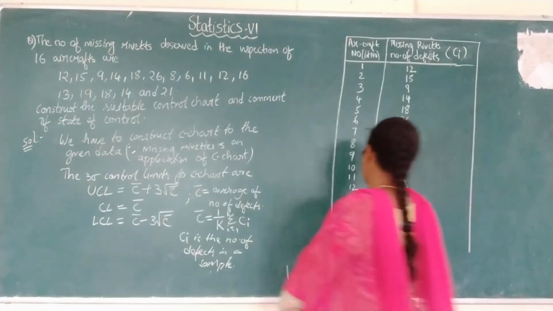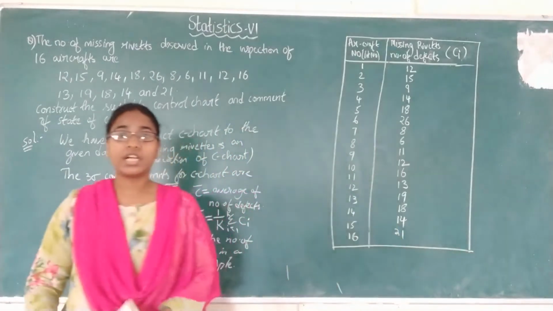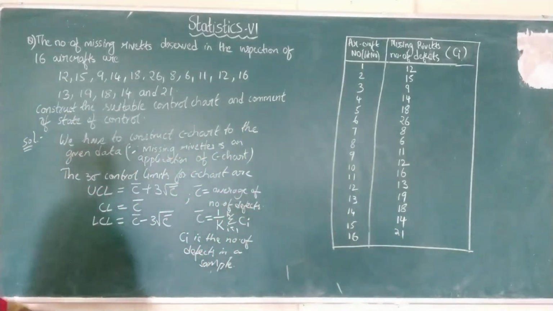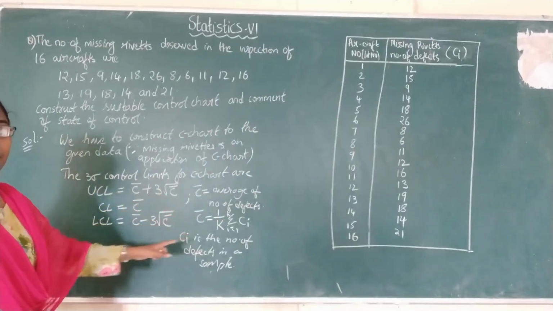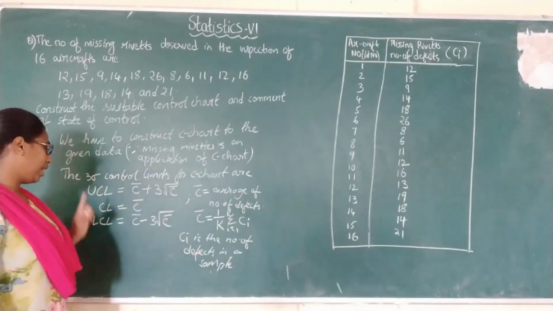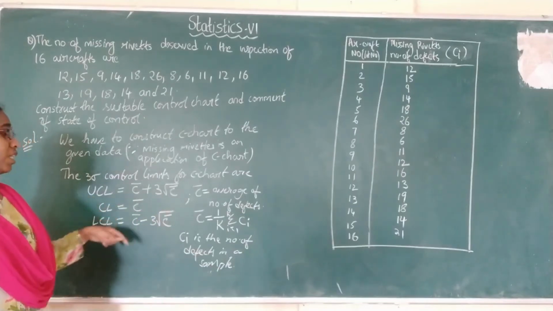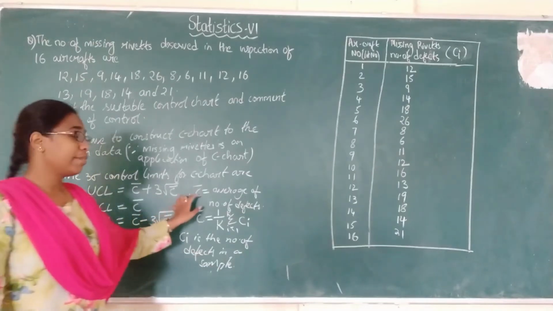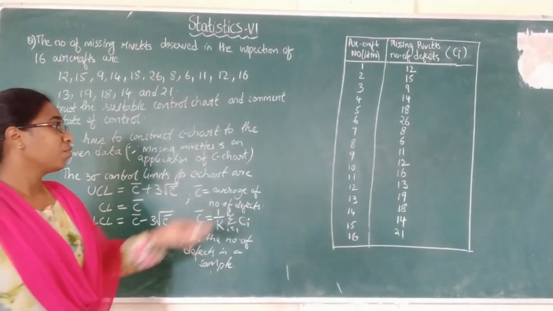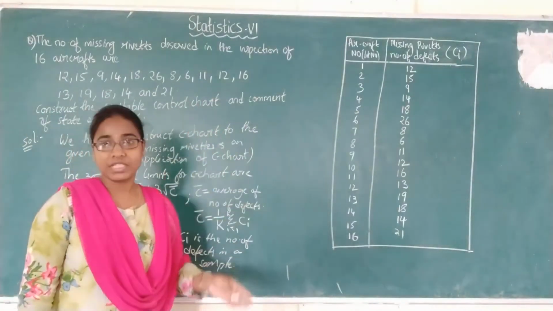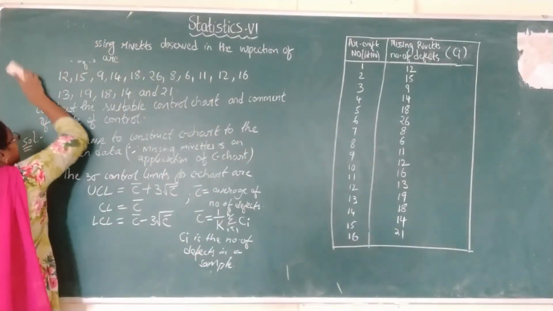So from this, what do we have to calculate? To construct the control limits, that is UCL equals C bar plus 3 into under root C bar. What is CL? C bar. LCL equals C bar minus 3 into under root C bar. So for this, first you want the C bar value. How will you calculate the C bar value? First you have to add all the Ci values divided by the number of samples.